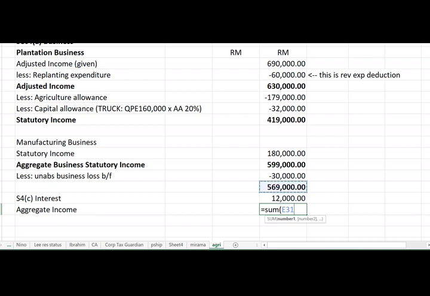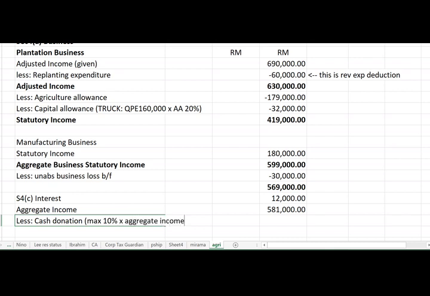And then the last thing is your cash donation. That's maximum 10% of your aggregate. Now, the 10% is 581. So this is my total chargeable income.